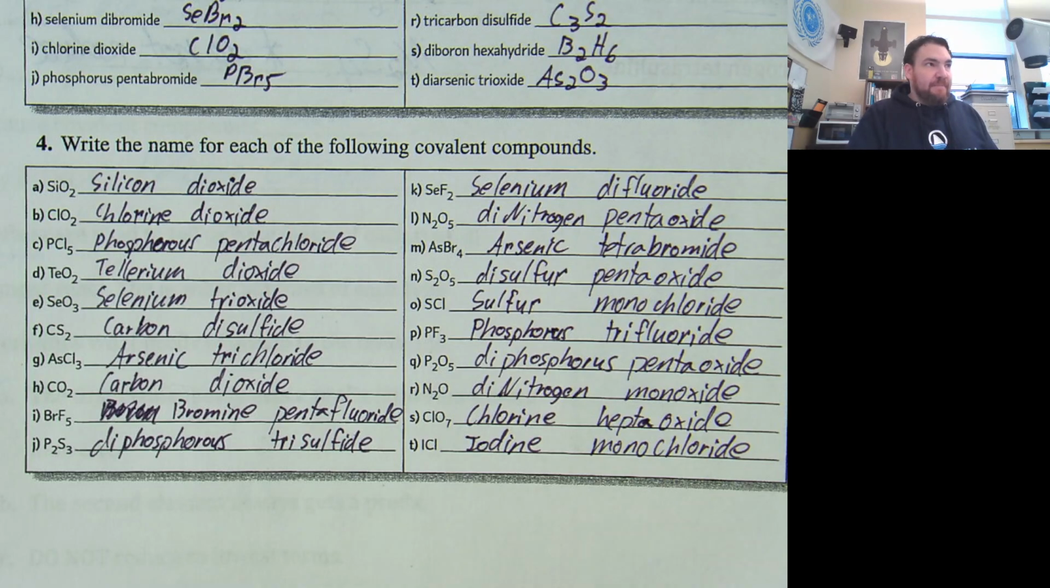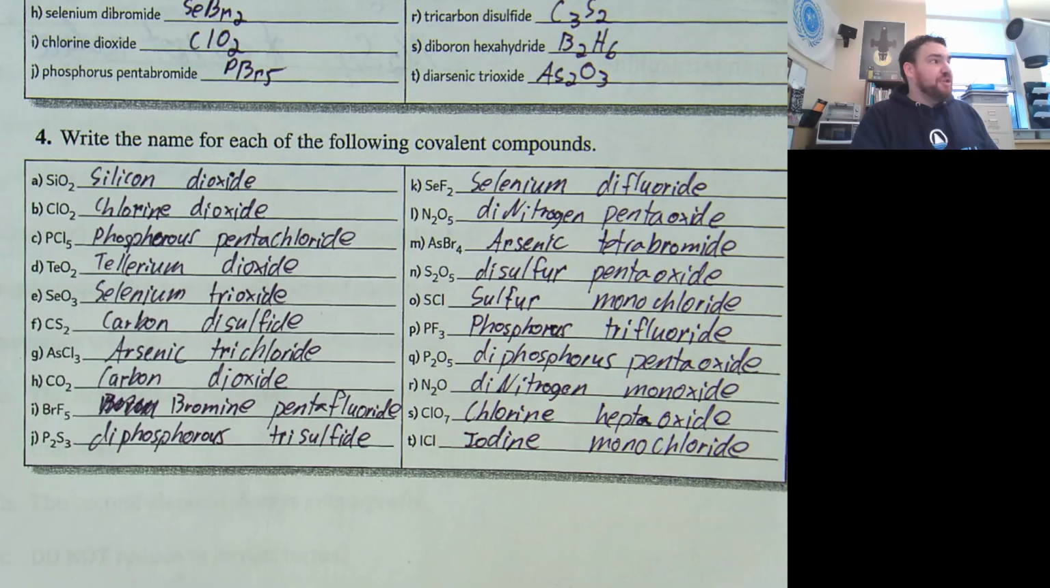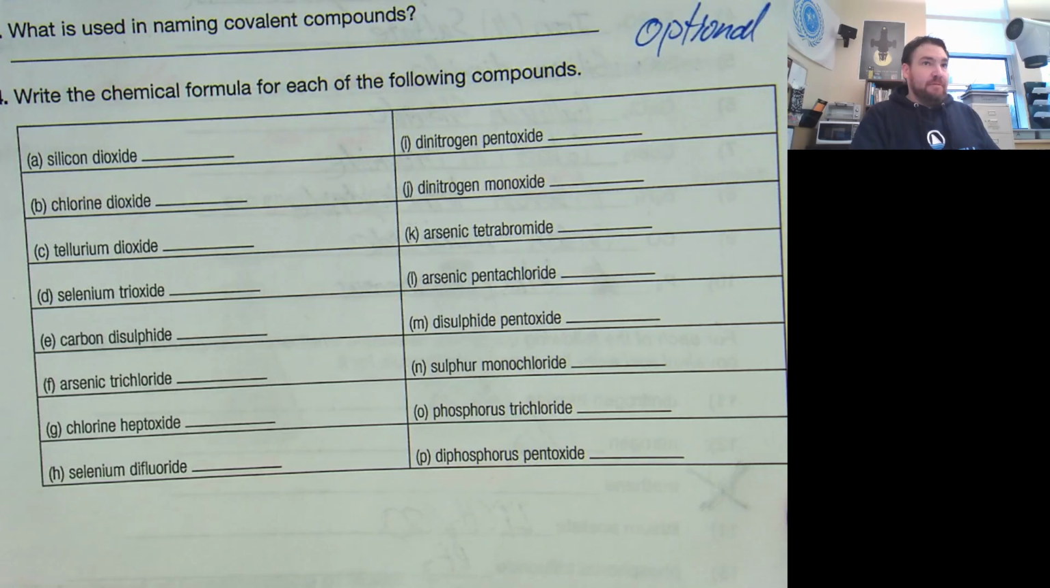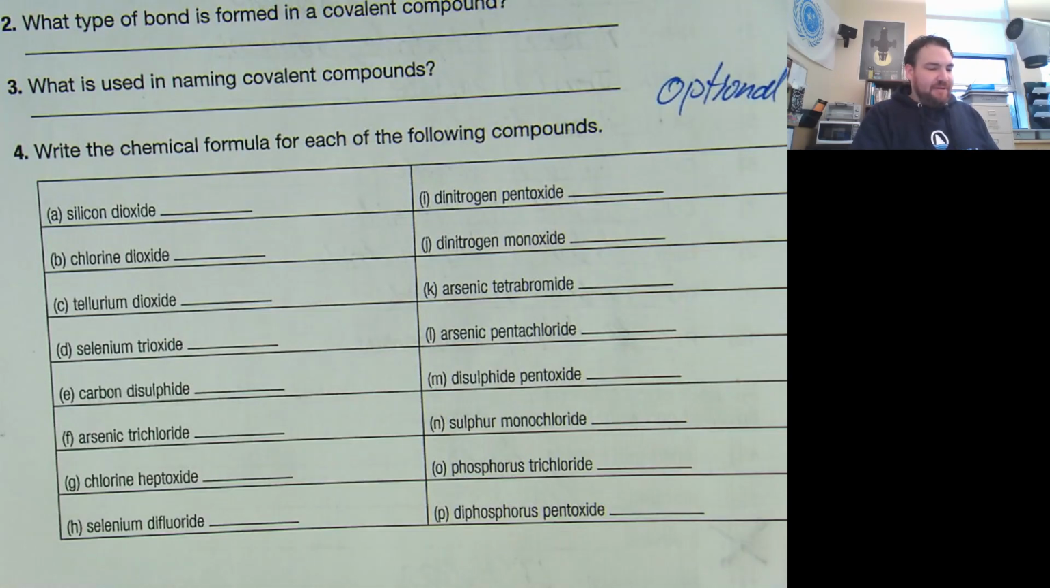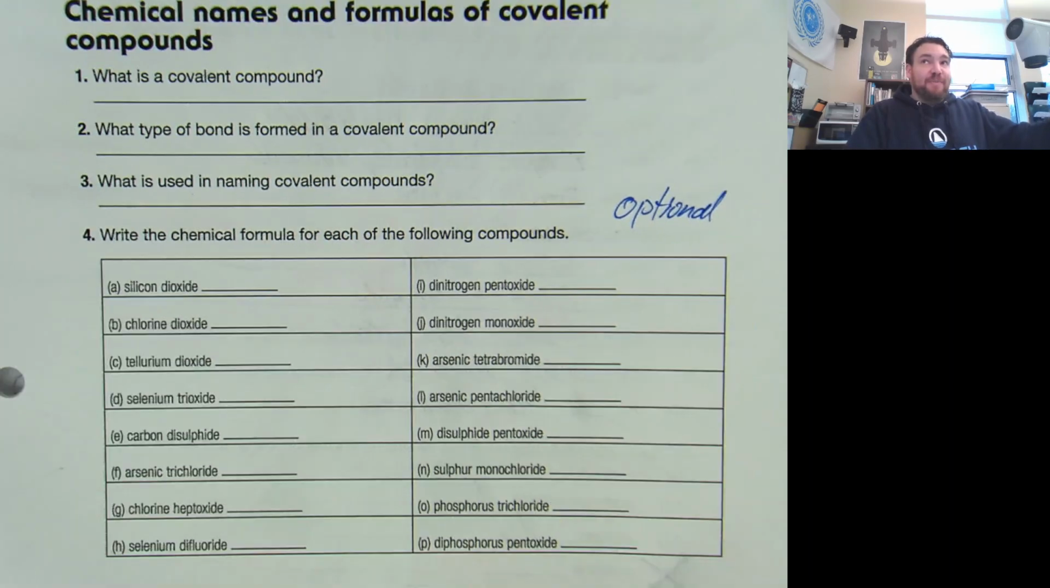Okay, and then things got more interesting. If you flip forward 2 pages, did anyone do the optional page? Do I have to give you the answers to the optional page? We did the optional page. Okay, so if you did the optional page, I don't have the answers for you, but I'll tell you what they are.